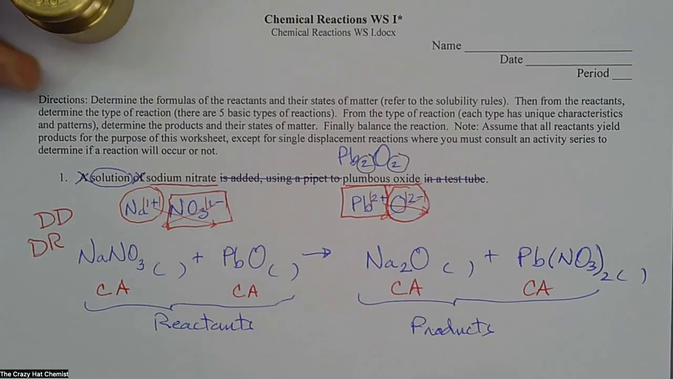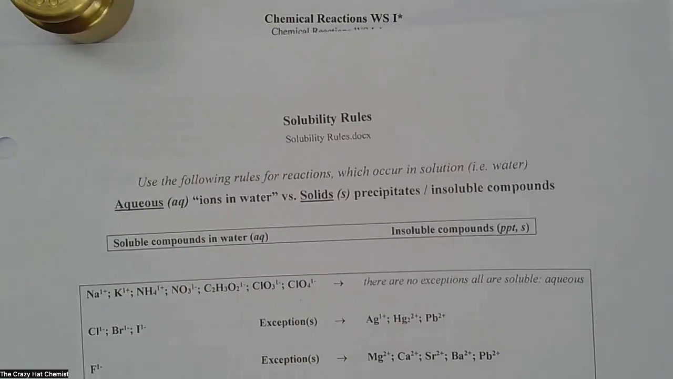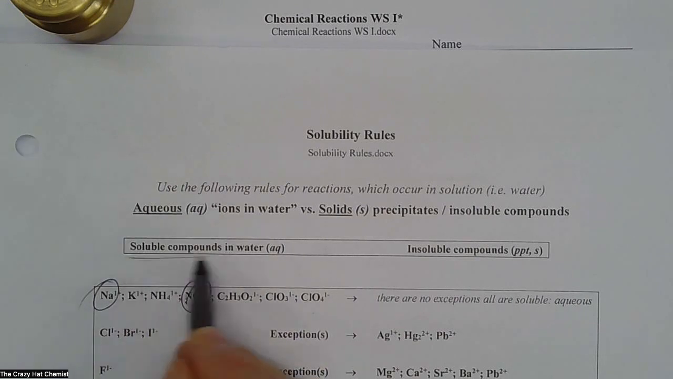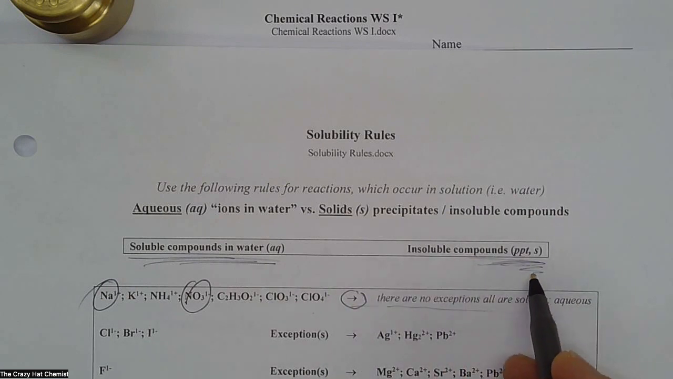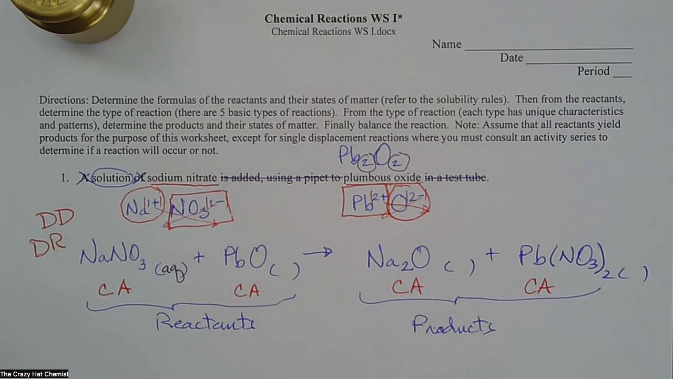solubility rules, we're going to get the states of matter, which go inside these parentheses right over here. So, sodium nitrate. They are soluble. And then we're going to follow this arrow. Are there any exceptions making it a precipitate or a solid? There are no exceptions. All are aqueous. So it doesn't matter if it has sodium or nitrate. That means any compound with sodium, any compound with nitrate will be aqueous.